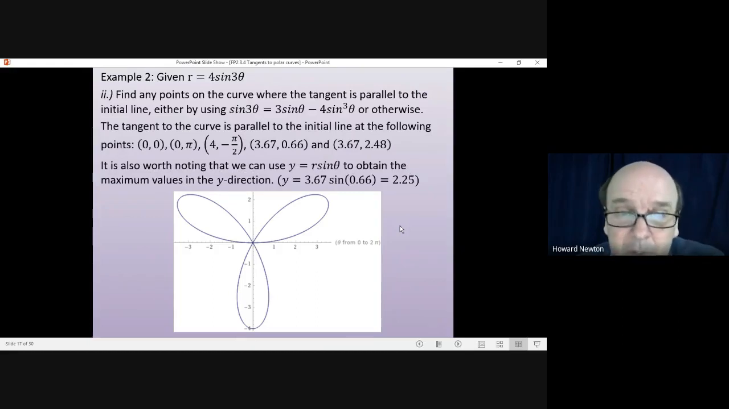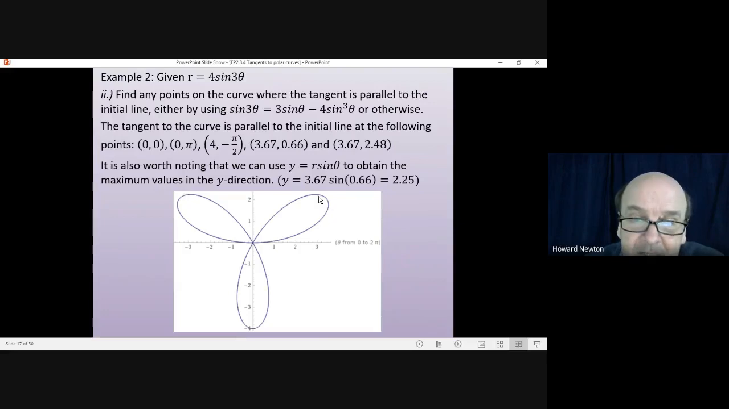It is also worth noting, as we hinted at just now, that one use of this, and it does turn up in questions, is that we can use y equals r sine theta to obtain the maximum values of the function in the y direction. Now, the minimum value is easy to see by inspection. The minimum value is down here at minus 4. So r will equal 4, and theta will equal minus pi by 2 radians down there.